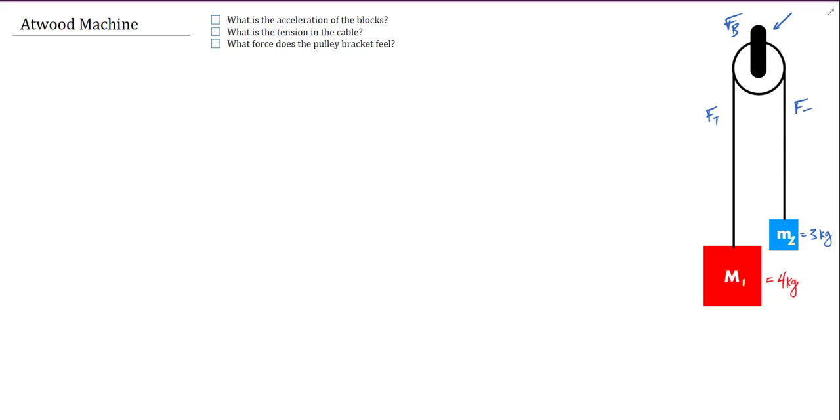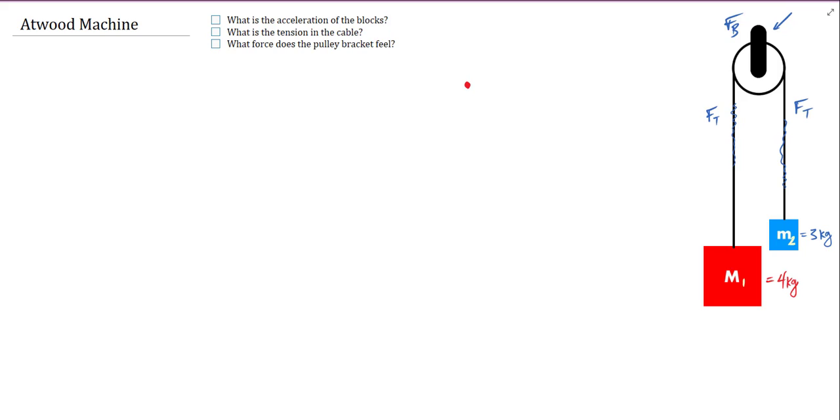Now, one assumption we have to make is since they are rigid cables, that the tension in the cable over here is going to be the same as the tension in the cable over here because they can't stretch. They have to have the same tension on them. Now that we made our assumptions, let's draw some free body diagrams. We'll start with the red object.